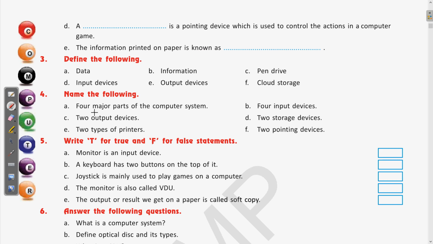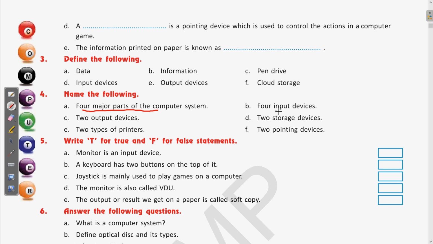Let us see the first question in fourth A, that is four major parts of the computer system. What can be the answer? Any major four parts, like you can write CPU, then monitor, keyboard, mouse. Clear? So any four components you can write.